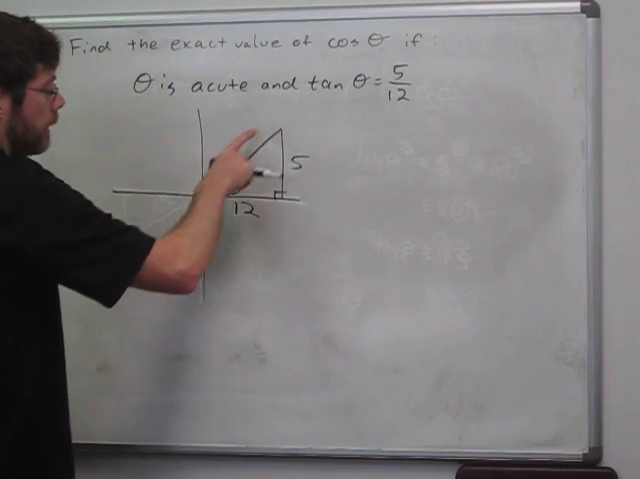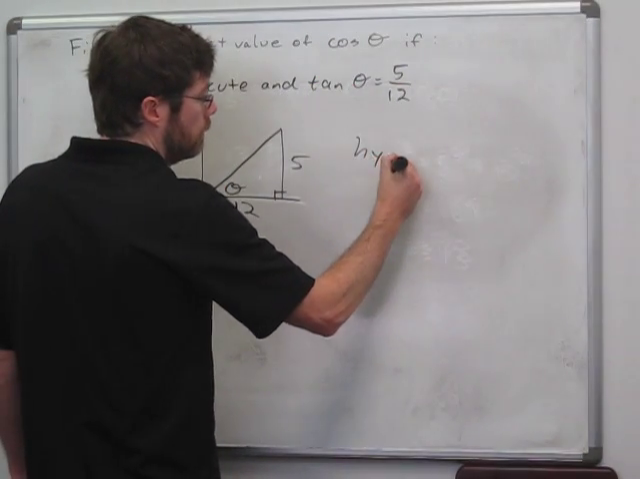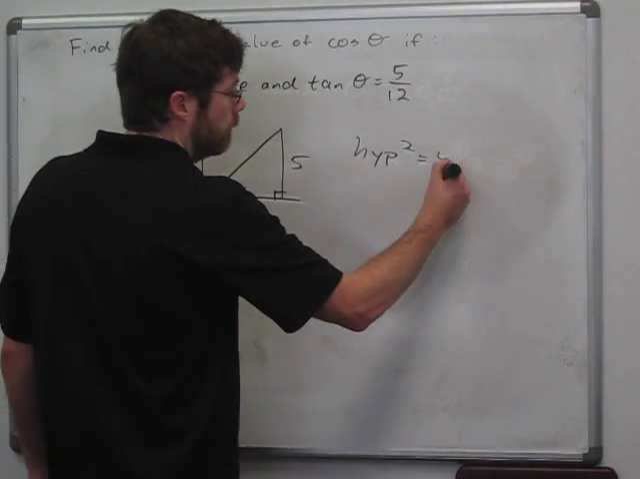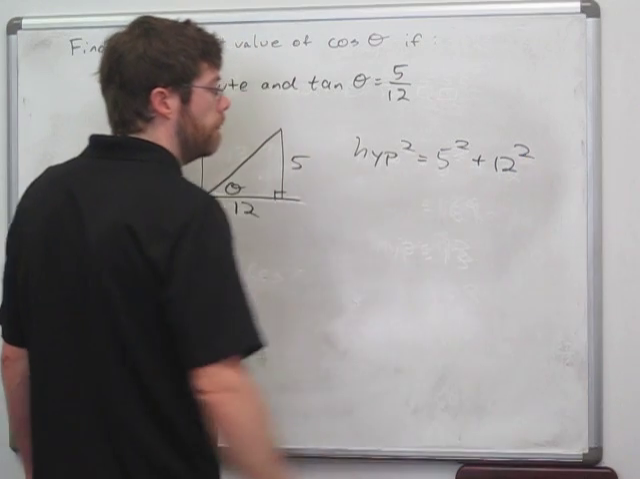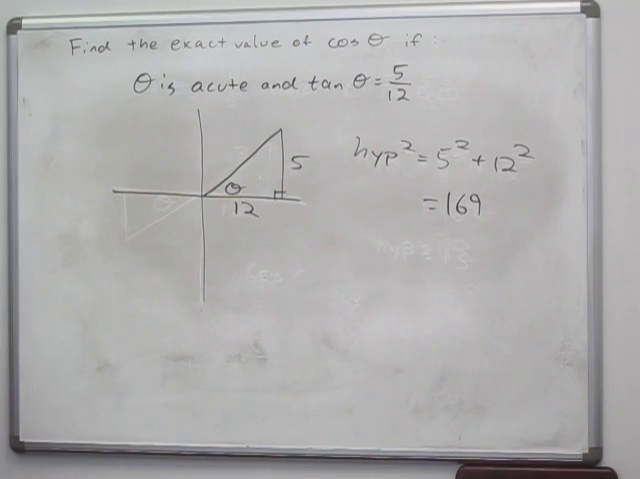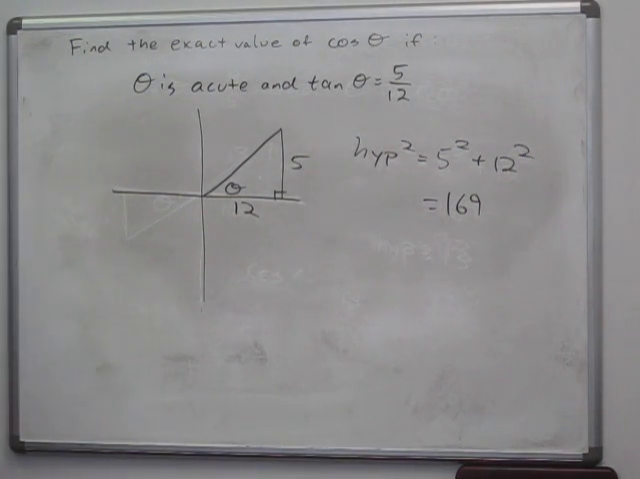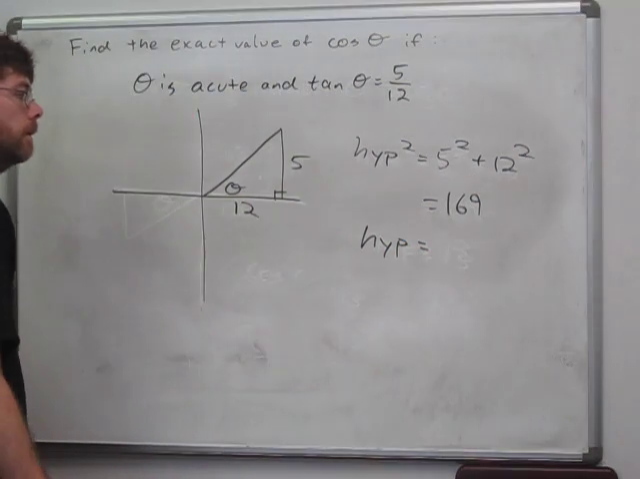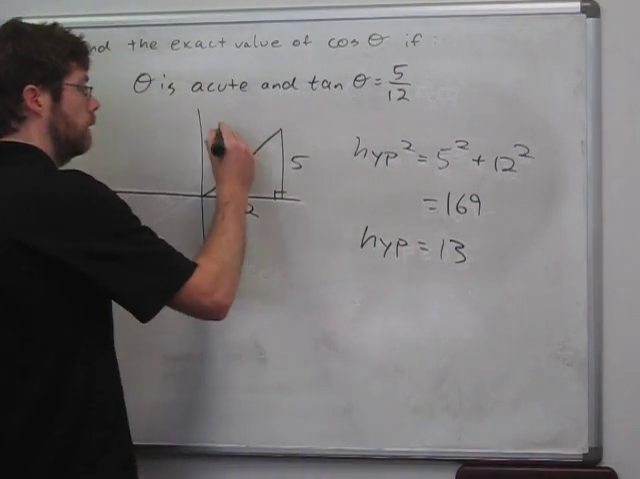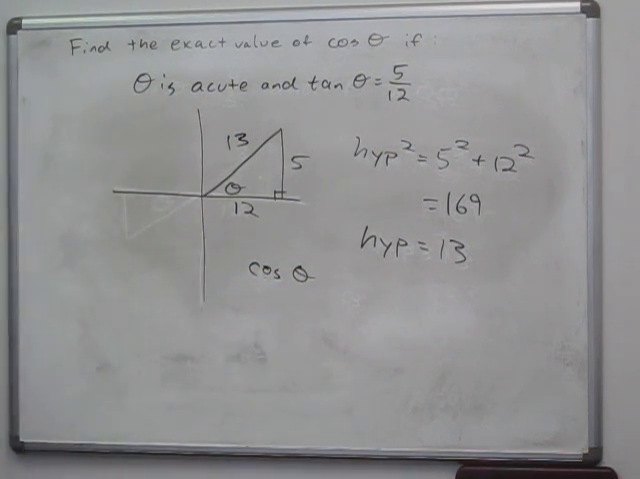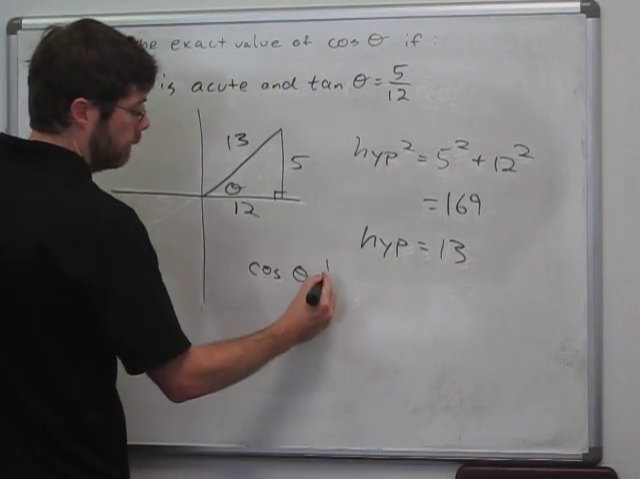To compute the cosine then, I just need to know the hypotenuse by the Pythagorean theorem. The hypotenuse squared is 5 squared plus 12 squared. So 25 plus 144 is 169. The hypotenuse is a length, so we are going to use only the positive square root of 169, which is 13. So cosine of theta, we're in quadrant 1, so it's going to be positive, and it's going to be 12 over 13.